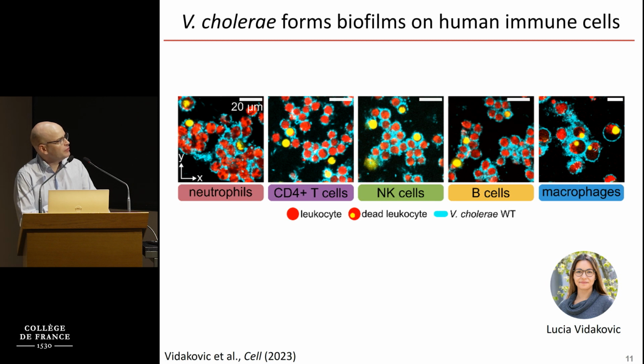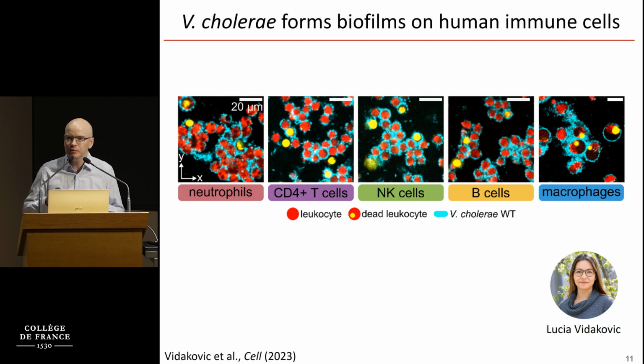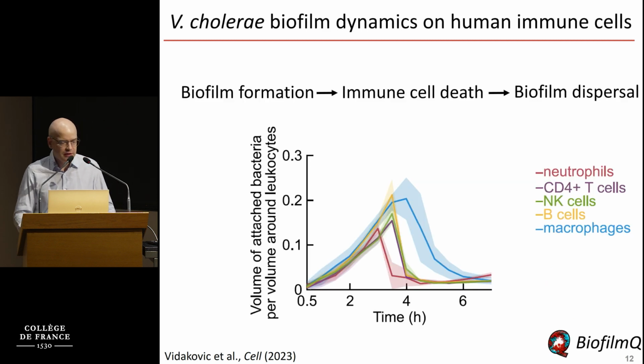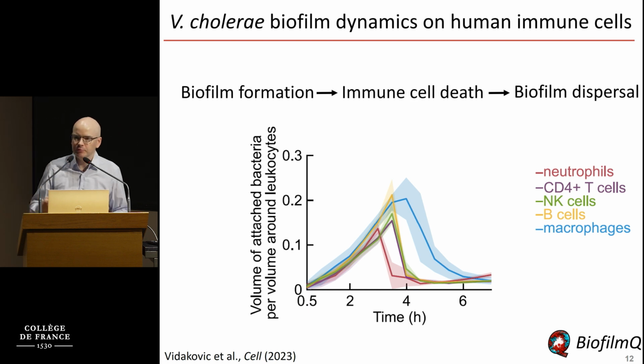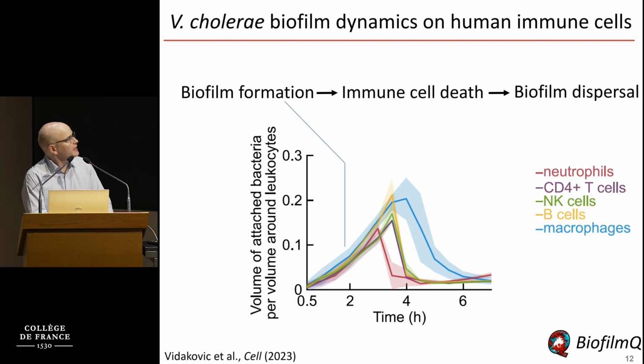After these biofilms have encapsulated the immune cells and become quite thick, then the immune cells would die, and then the biofilms would disperse. This is illustrated here in this diagram, where this is the amount of biofilm on an immune cell, and this is the time. These kinds of quantifications are made with BiofilmQ, so this illustrates the usefulness of it. What we find is that initially they start forming a biofilm, then the immune cell dies around this peak time here, and afterwards the biofilm disperses and the cholera cells become planktonic again.